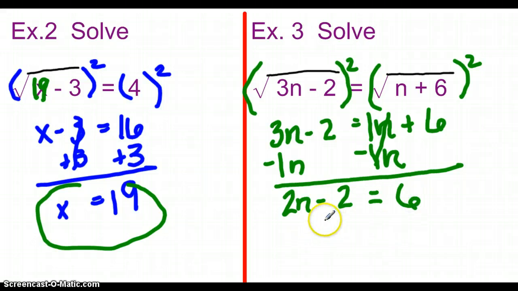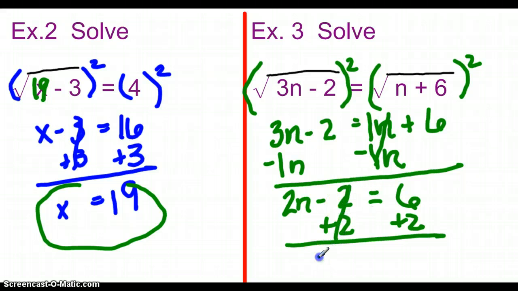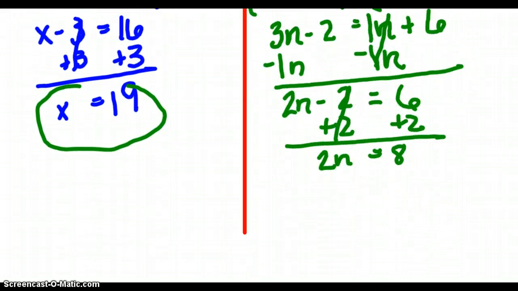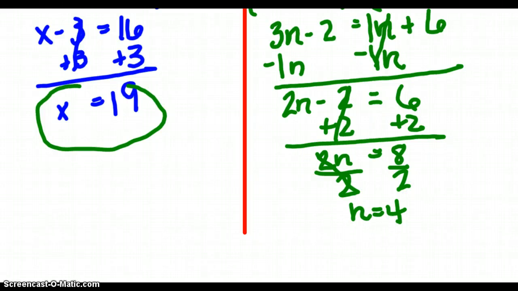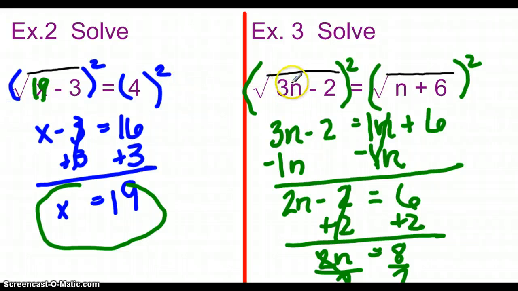Let's try that again. Add 2. So 2n equals 8. Then divide by 2, and I get n equals 4. Now if that's really going to work, I should be able to put it in where the n's were, and it should work. So 4 plus 6 is 10, so the square root of 10. On this one, 3 times 4 is 12, minus 2 is 10. So the square root of 10 on both sides equals each other.